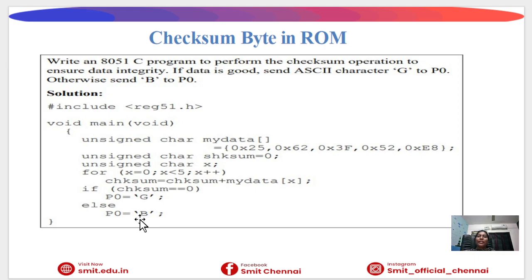Next is the checksum byte in ROM. Checksum is used for error detection. When data is stored in ROM or transmitted, we calculate a checksum value. Later, we recalculate it and compare the answers. If both match, the data is correct. If it does not match, it gives an error. This concept is widely used in embedded systems, communication protocols, and firmware validation. Here, with unsigned characters, we compare the data and check whether the checksum is equal to 0. If it is correct, it gives the symbol G, that is good, or else it gives the symbol B, that is bad.